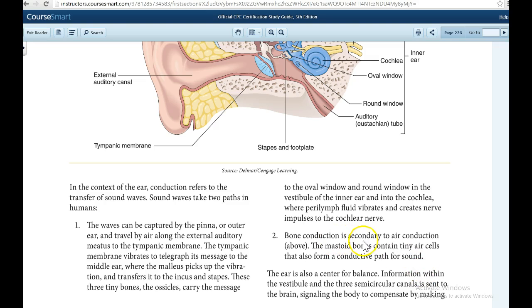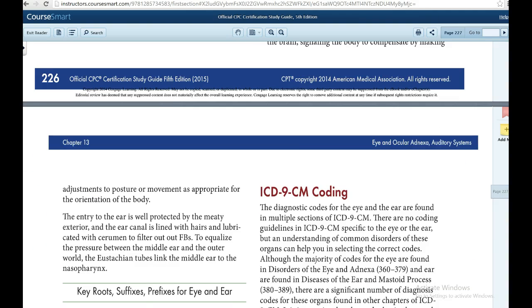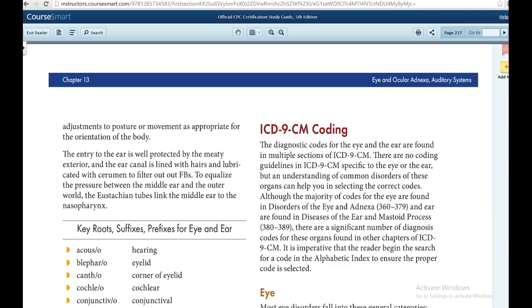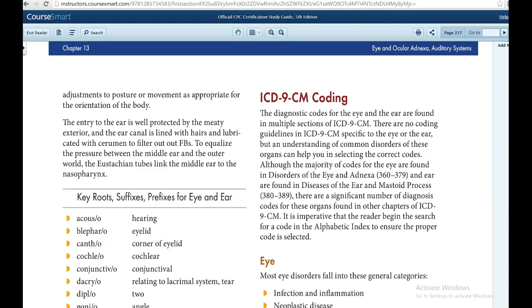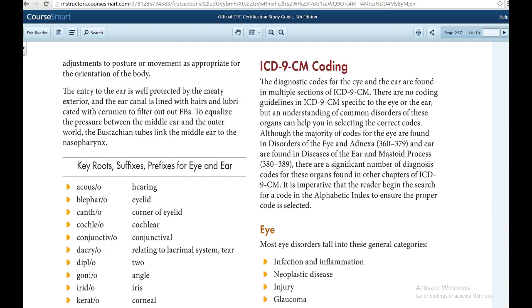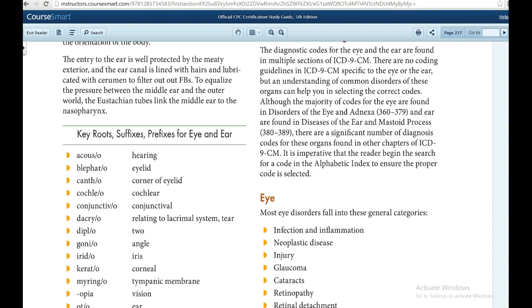Bone conduction is the second route by which sound travels, and this is secondary to the air conduction above. The mastoid bones contain tiny air cells that also form a conduction path for sound. Okay, these are where sound travels in the ears. So make sure you go back over that, y'all. Now, here's some terminology that you will see throughout this section. Make sure you remember this different terminology.